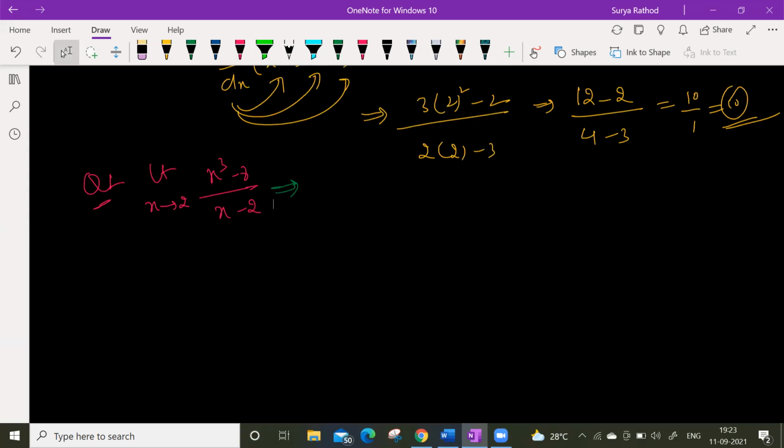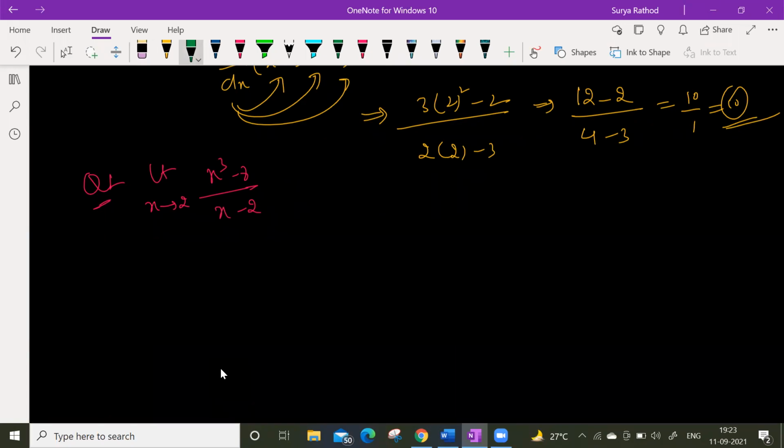Tell me. What is the answer? Sir, 10. How did 10 come? How 10? Sir, we'll have to find d by dx of x cube minus 8 and d by dx of x minus 2. Basic question.